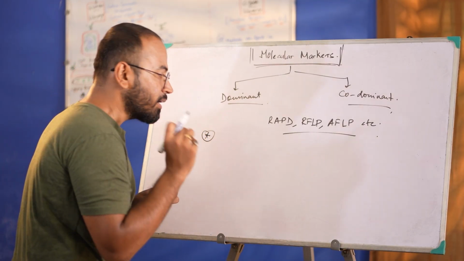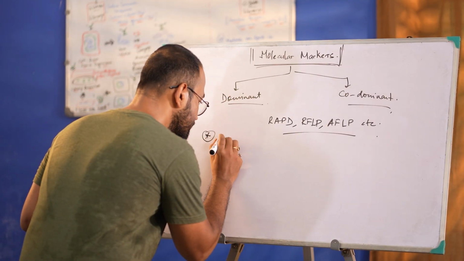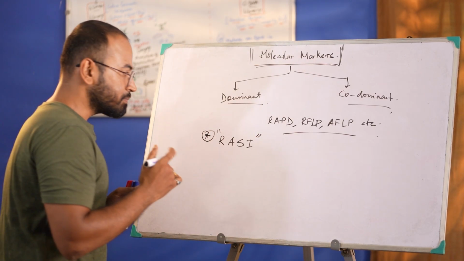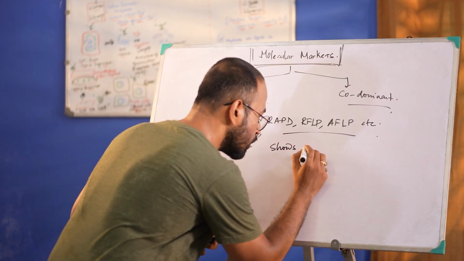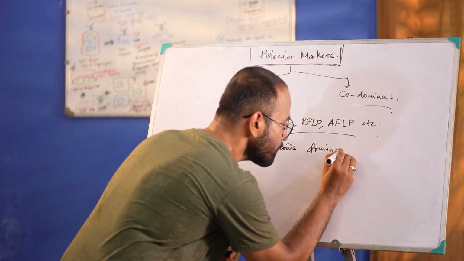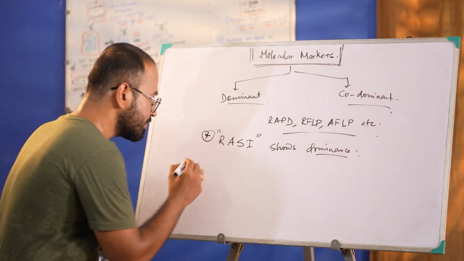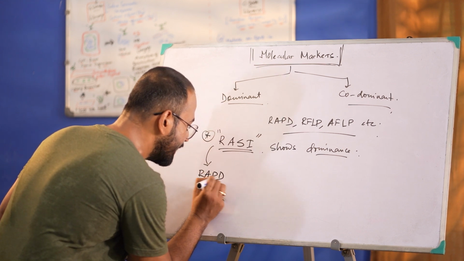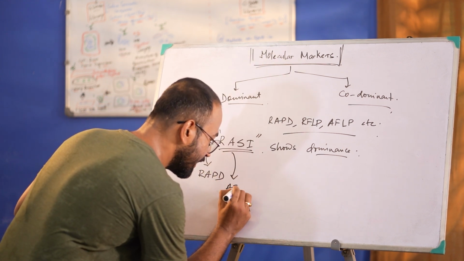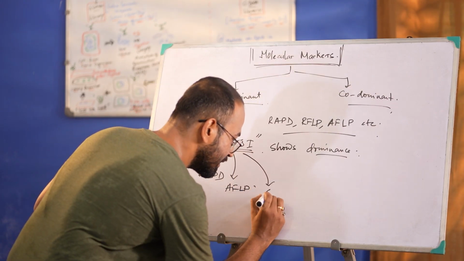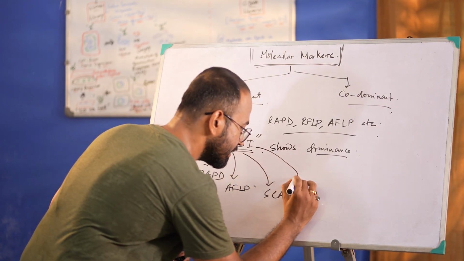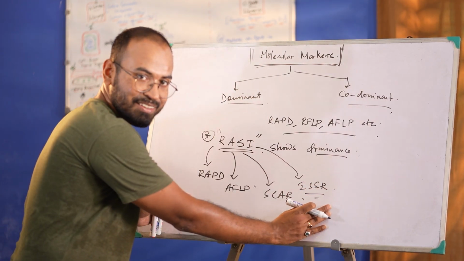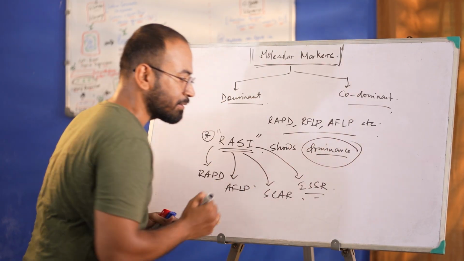For the dominant markers, there is a simple tip called RASI. Suppose there is a name RASI, it shows dominance. Let's deduce from this RASI. R is associated with RAPD, A is associated with AFLP, S with SCAR, and I with ISSR. So these four markers will belong to the dominance segment.